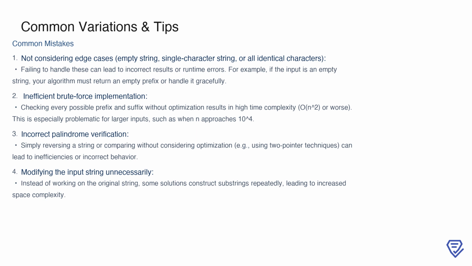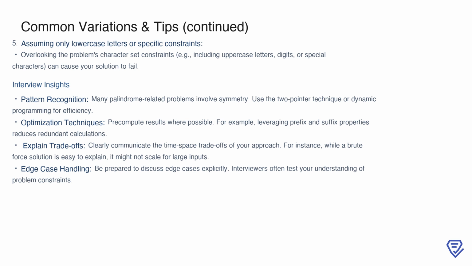more reliable. Lastly, repeatedly modifying the input string, such as constructing new substrings during each step, can unnecessarily increase space complexity. Instead, aim to work directly on the original string as much as possible to keep your solution efficient. Assuming specific constraints, such as only lowercase letters in the input, is another trap you should avoid. Always check the problem description carefully for the full range of valid characters, which might include uppercase letters, numbers, or even special characters. Overlooking this can lead to solutions that fail for certain edge cases.